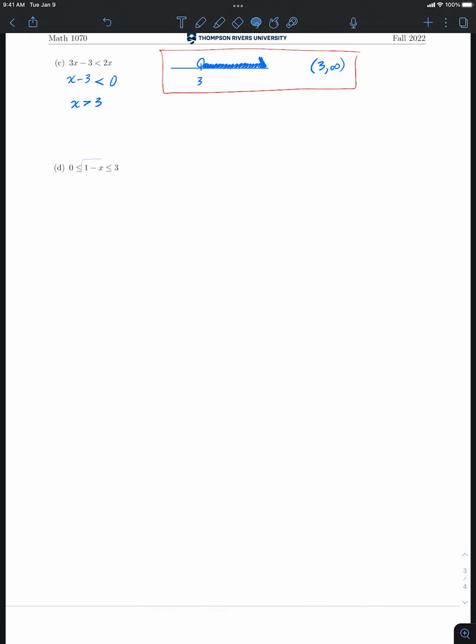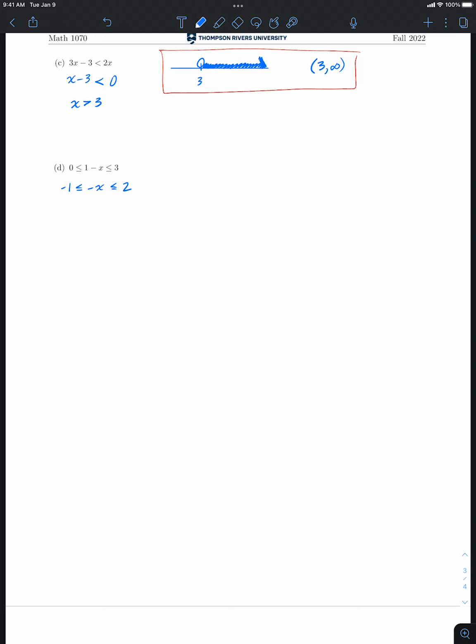So right now it's 1 minus x. So let's get rid of the 1 first. We'll subtract 1 from all three sides. So we'll have negative 1, negative x, and 2, right? That's what I get if I subtract 1 from all three expressions.